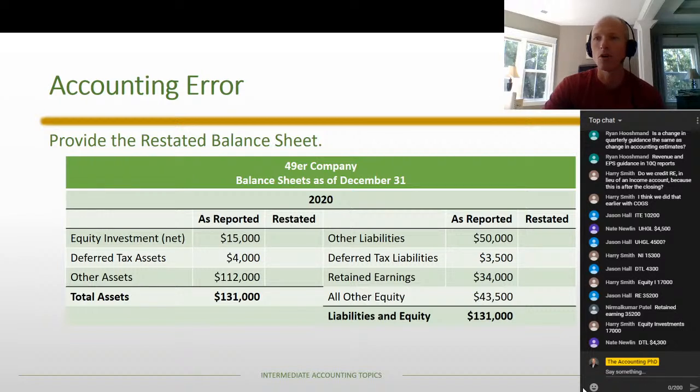I think we got them all. Now, the only thing I will say is the total assets and liabilities and equity are going to have to change as well. But again, as Harry pointed out, the net equity investment is now going to be restated and reported at $17,000. The deferred tax assets don't change, other assets don't change, and so total assets is going to be restated at a total of $133,000.